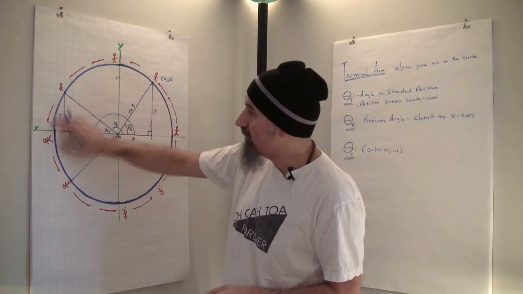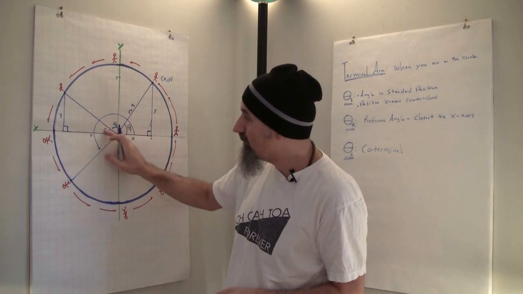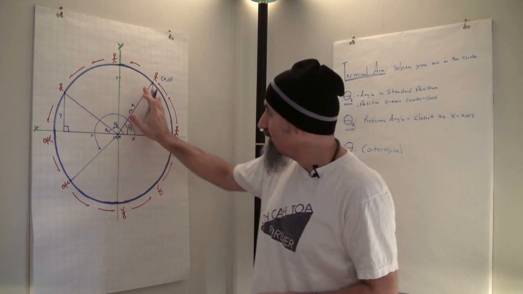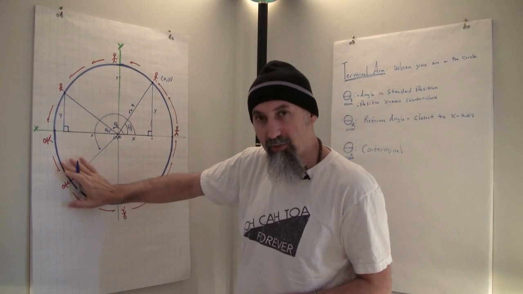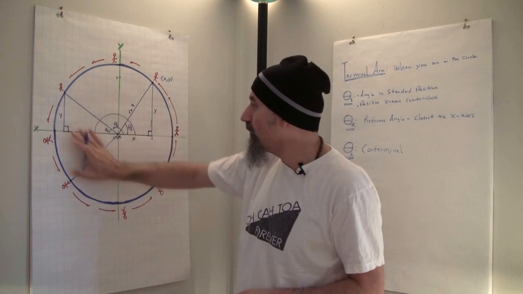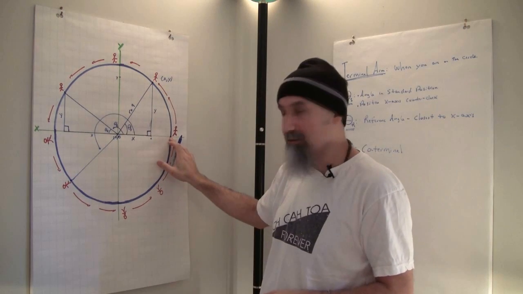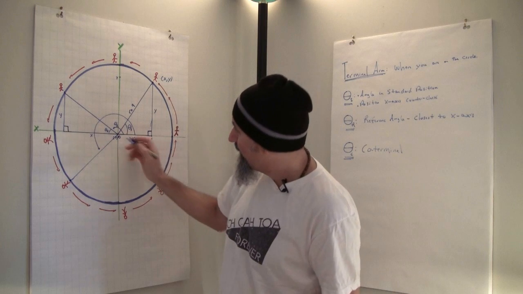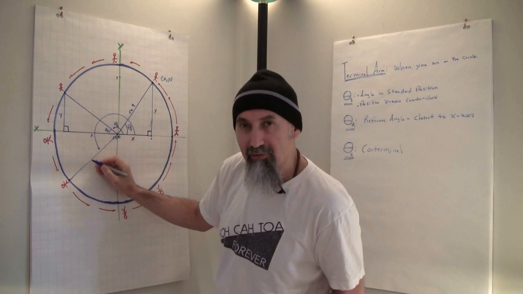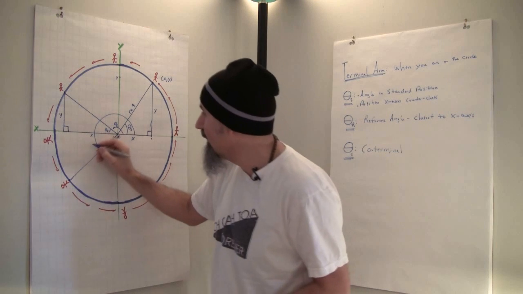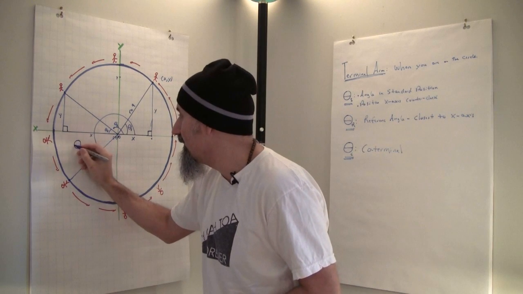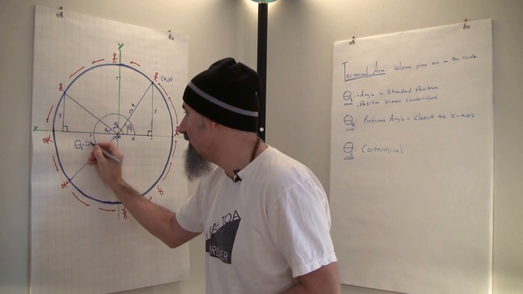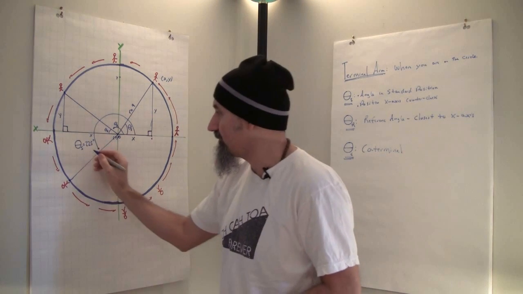If you go from here to here, you've traveled 180 degrees. If you go from here all the way to here, that's 3 90s, right? That's 270 degrees. And if you go 4 90s, that's 360 degrees. So this angle here, approximately, let's assume it's going to be 225 degrees, okay? So we're going to call this theta in standard position as 225 degrees.